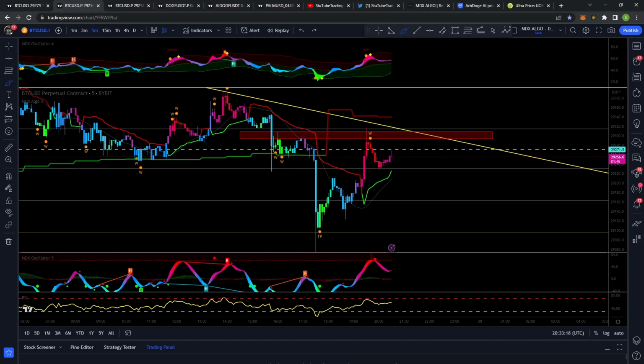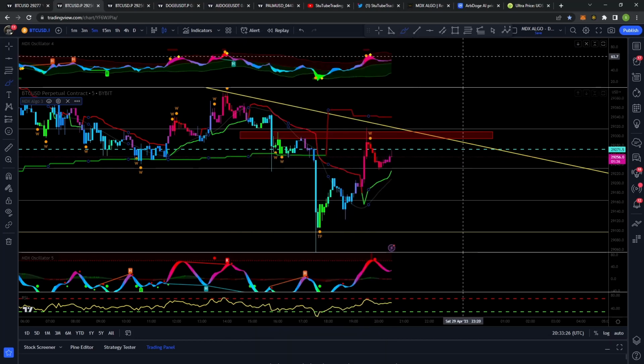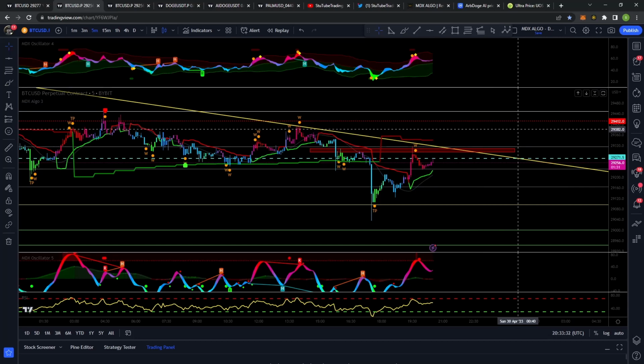How strong do you weigh the divergence indicator on the ALGO 3? I actually think I took that off earlier just because it was covering up some of my W's. I've changed the color of them also. You may have them as orange. Let's bring those back up.